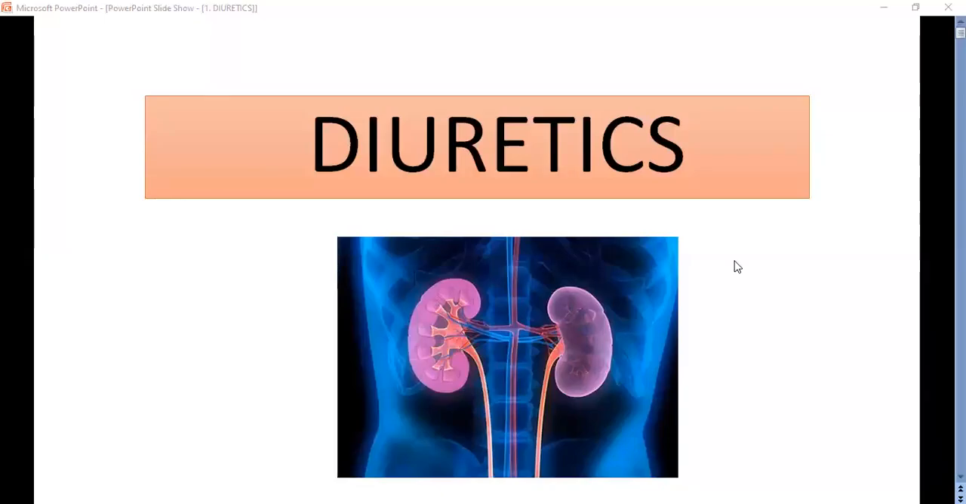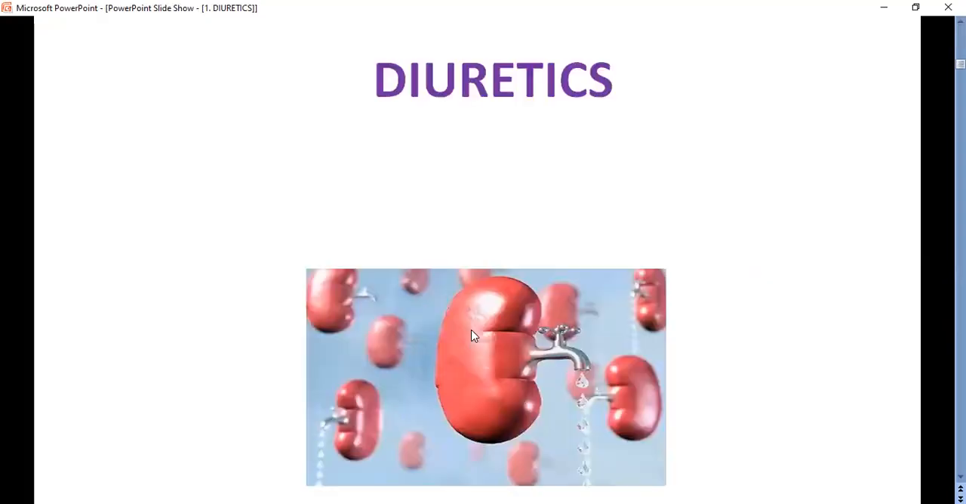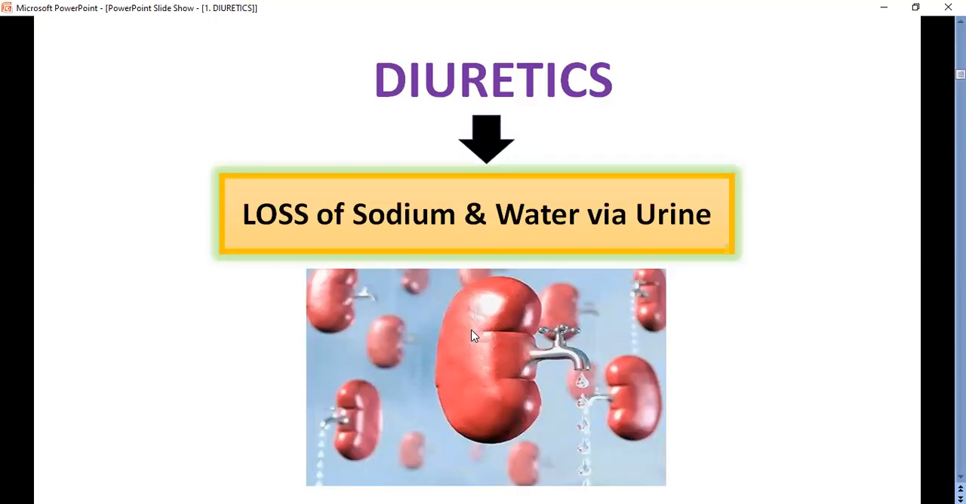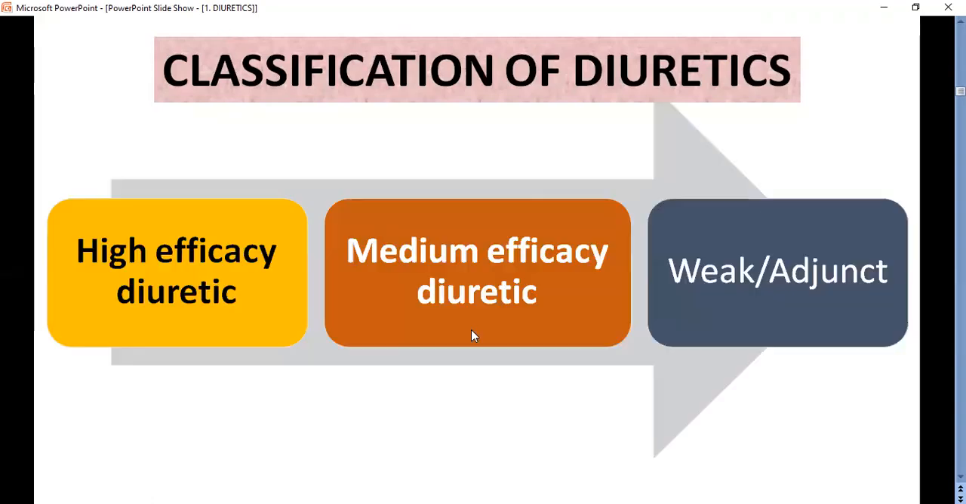Hi all, our next topic is diuretics. Diuretics are agents which produce diuresis. Diuretics means drugs which promote excretion of sodium and water through urine. There are various types of diuretic agents.